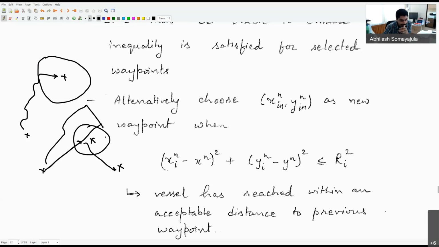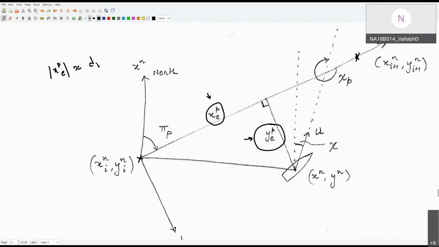So can you repeat this along track one? Yes, the idea here is simple. See, this along track error I'm defining as the distance along the line joining the two waypoints. How much have I moved along that path? Correct? Yes.